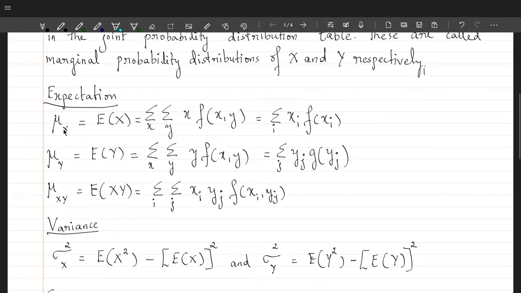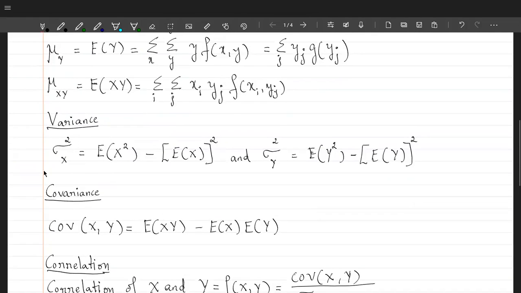Expectation. Mu x is nothing but the mean here. Mean of random variable X, or E(X), is equal to the summation of xi into f(xi), and mu y, that is the mean of random variable Y, equals expectation of Y, and that's equal to the summation of yj into g(yj). Mu of xy, that is expectation of X into Y, is equal to the double summation of xi into yj into f(xi, yj).